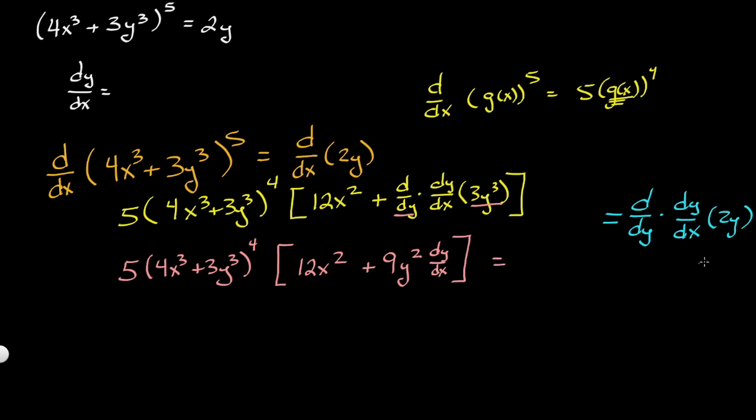And that's equal to, now I'll do the same thing here. I'll find the derivative with respect to y of 2y. Again, using power rule, there's a 1 right there as an exponent, so 1 times 2 is 2.